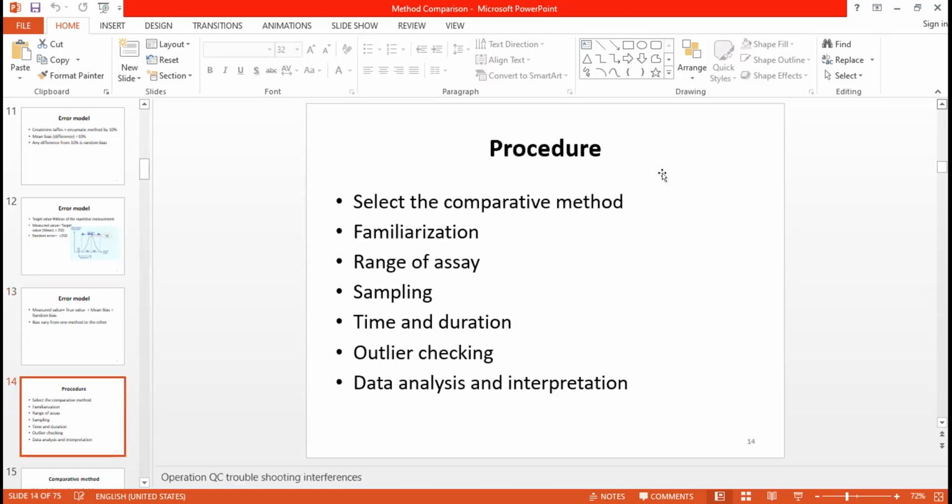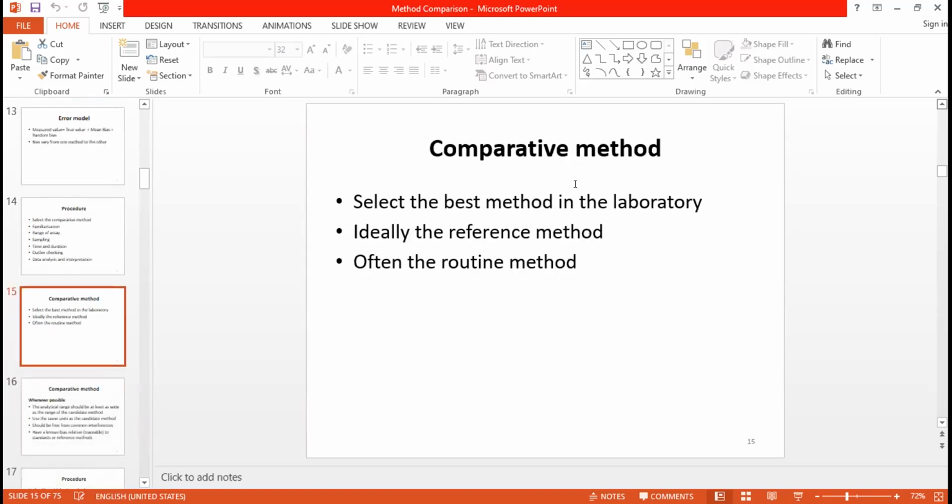I have given you the main steps in doing a method comparison, which I'm not going to read because I'll be taking them one by one. First thing is to choose the comparative method, which should be the best method in the laboratory. And ideally, it should be the reference method, but often it is going to be the routine method in your lab.